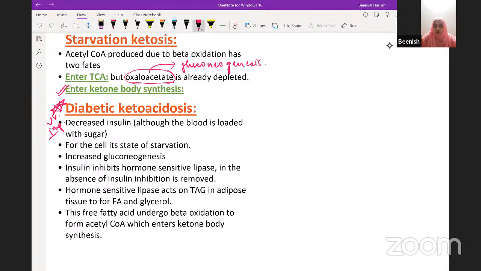Okay, now moving on to diabetic ketoacidosis, very important, okay? You might get it as a short note in your theory exams. You are often frequently asked about diabetic ketoacidosis even in your vivas. Okay, so this is important. Let's understand the concept of diabetic ketoacidosis.